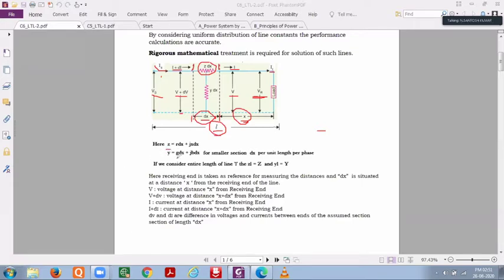Small z is the impedance, which is the sum of resistance plus inductive reactance. Similarly, the shunt admittance is equal to the sum of conductance plus capacitive susceptance. So these are per unit length, per phase. Right? This dx is the small section of length. Okay. So your simple logic.